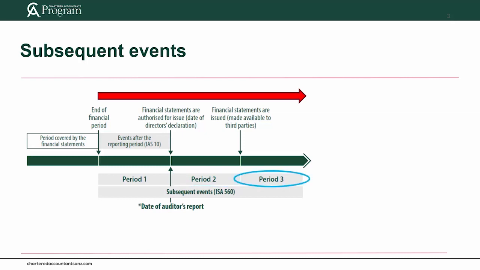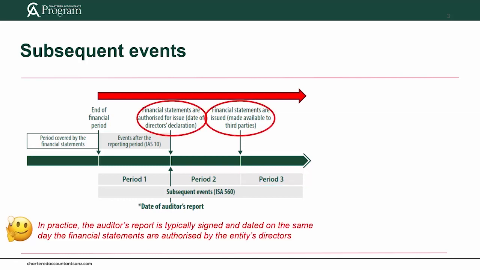Time period 3. Here, neither the auditor nor management have any further responsibility to identify subsequent events. In practice, the auditor's report is typically signed and dated on the same day the financial statements are authorized and issued by the entity's directors.